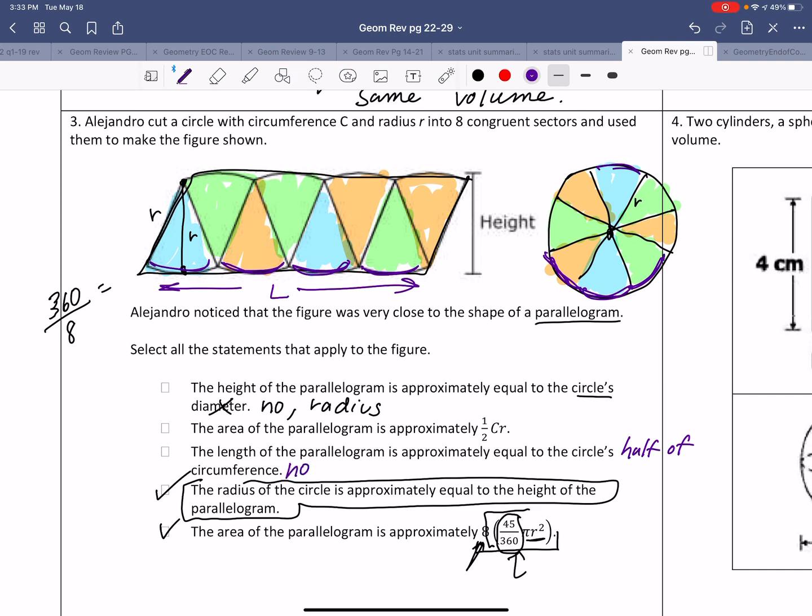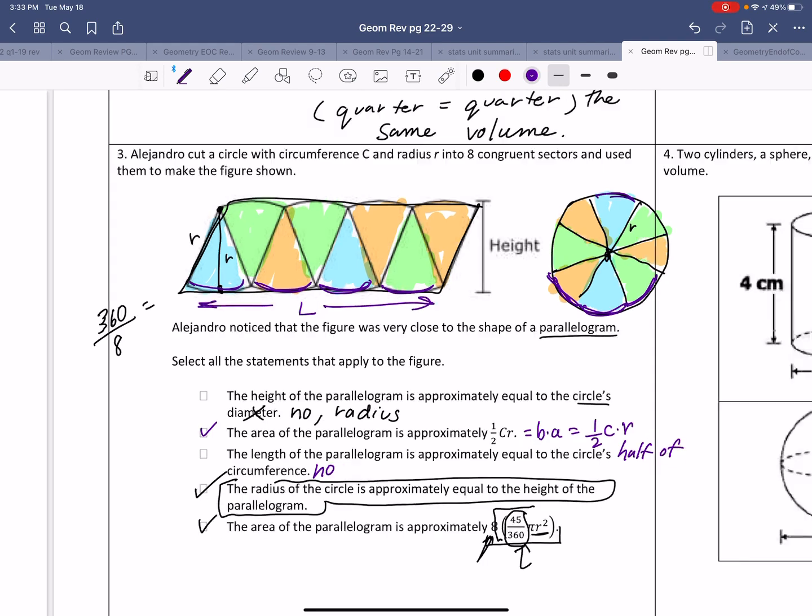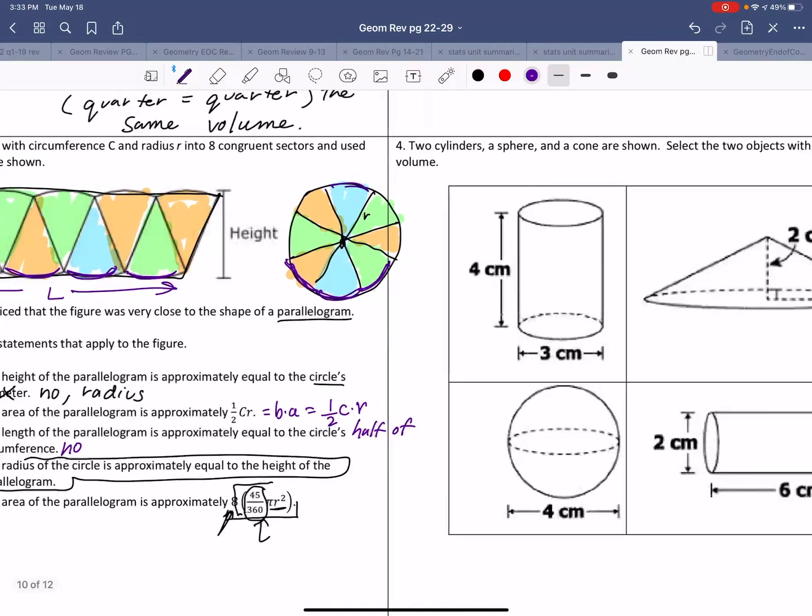The area of the parallelogram is equal to 1/2. Aha. Yeah, the area of the parallelogram is base times altitude. And we said the altitude was r, right? And we said the base was half the circumference. So this is exactly what we did. So that's a big yes. The length, so we already, yep, so that's it. We got those 3. Very cool question.